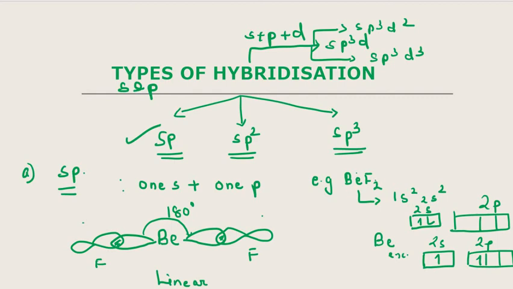The beryllium atom has atomic number 4. So our configuration becomes 2s2, whereas there is no electron in the 2p. But we have to check whether excitation is needed or not. Yes, in this case excitation is needed because there are two fluorine atoms. So one electron moves to the 2p orbital and thus there will be two half-filled orbitals.